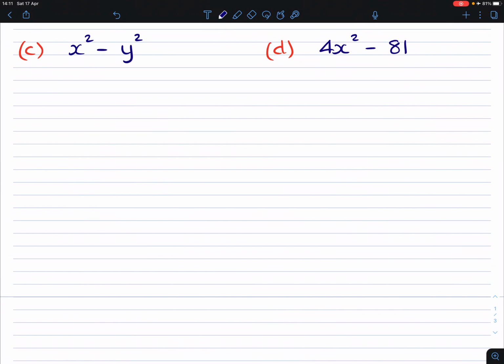Next one, nothing in common between x squared and y squared. Square root of x squared is x, square root of y squared is y, difference of two squares. X plus y, x minus y.